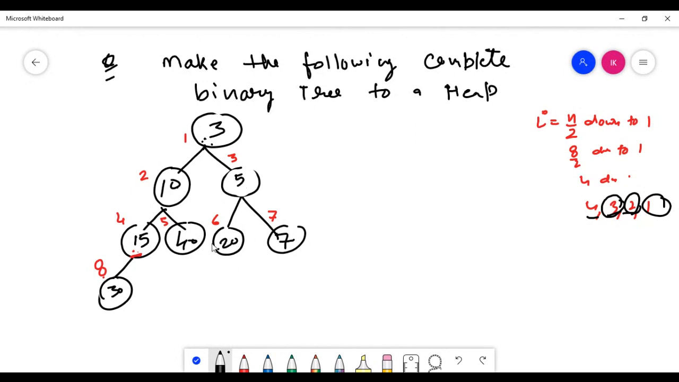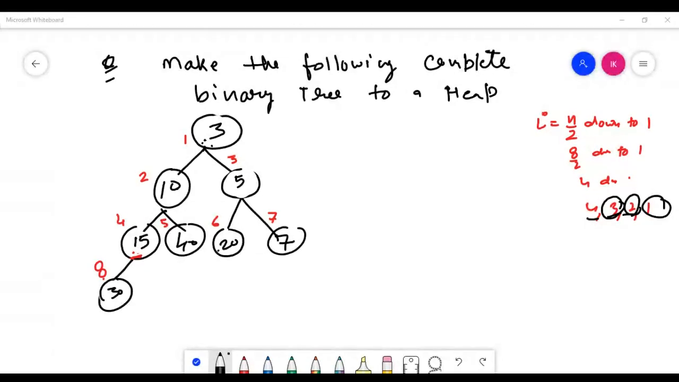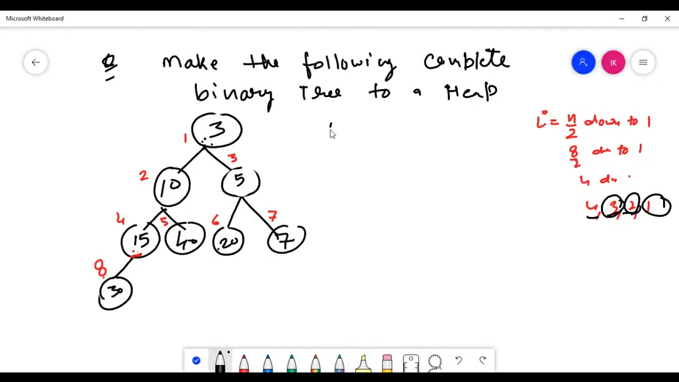Other minimum heap. Check. Heap, sorry. Do you understand, students? No problem. Start from the end and go up. Use this method. Okay. One more question like this now.